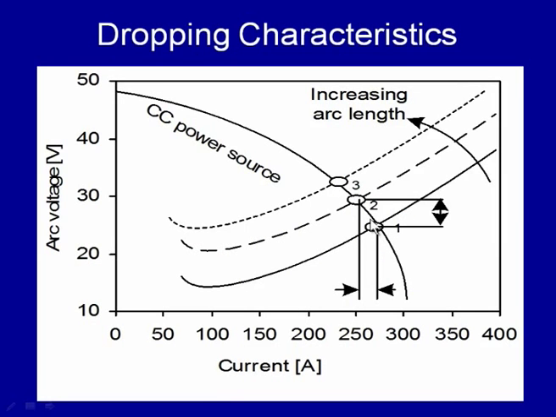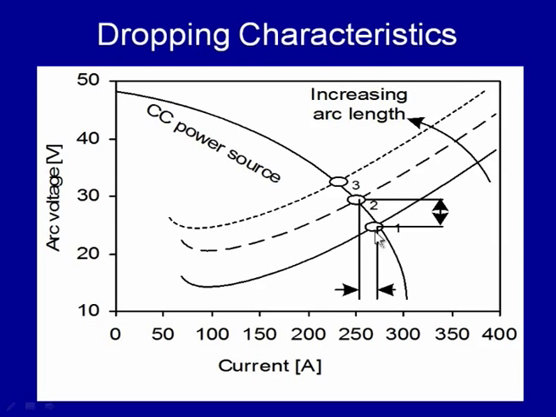In simple words, if we increase the arc length, there will be a change in operating point from 1 to 2. This change in operating point is developed due to the change in the arc characteristic for the same power source characteristic, and the intersection of the two leads to the intersection at some other point, that is this. If we observe closely, due to the increase in arc length, the operating point is shifting from 1 to 2.